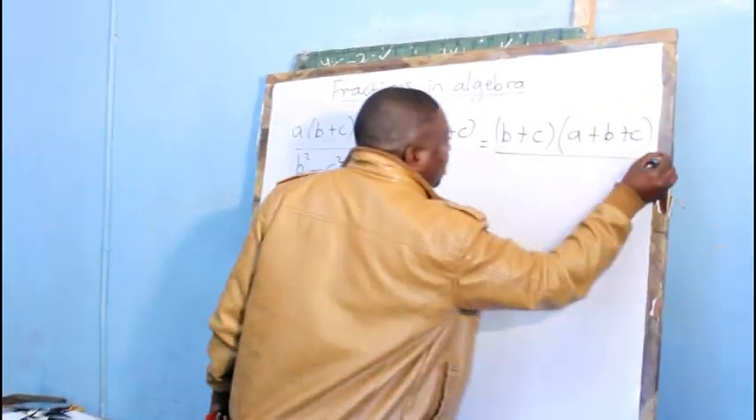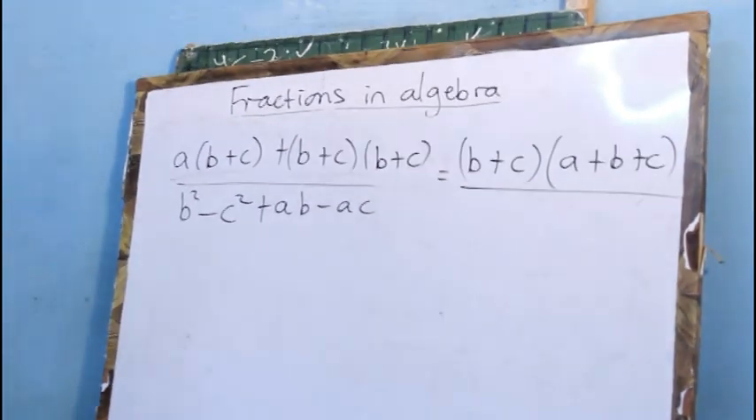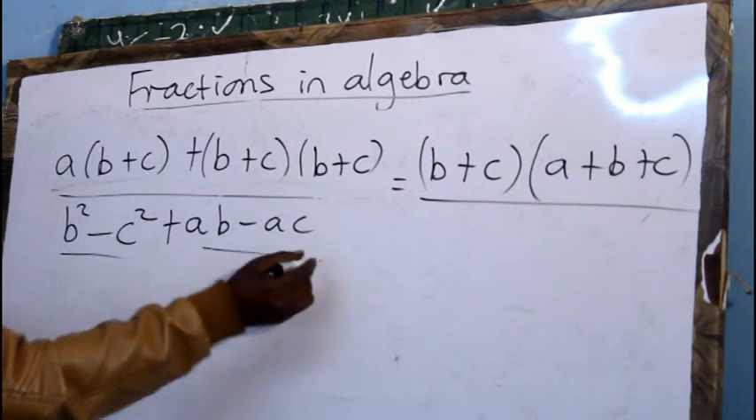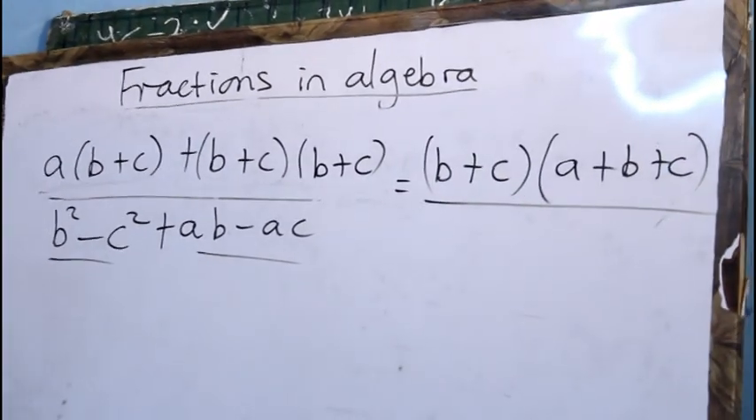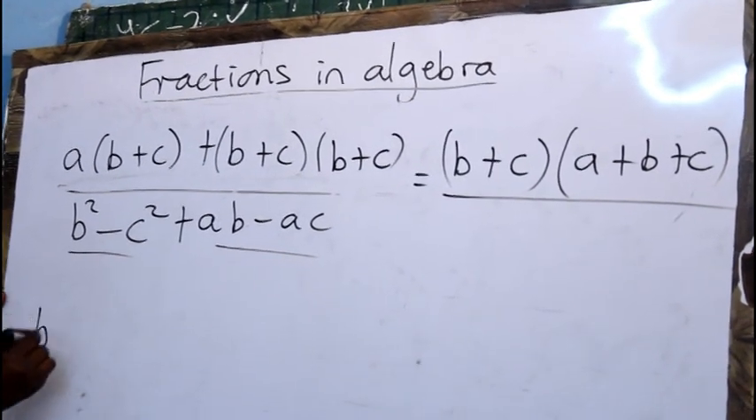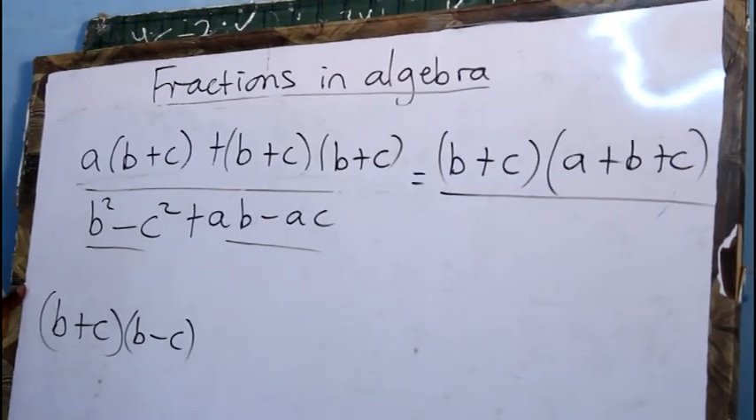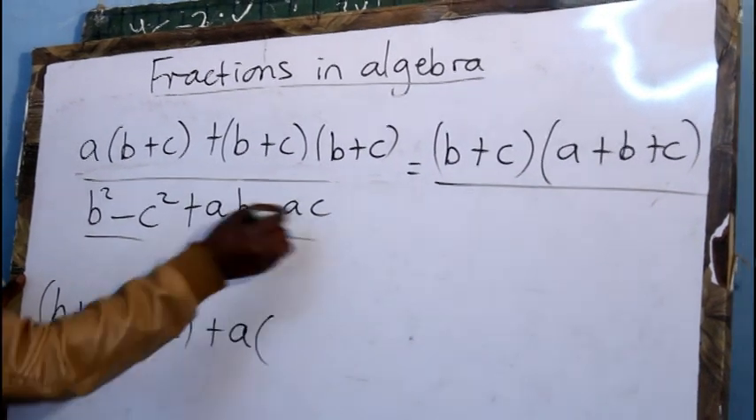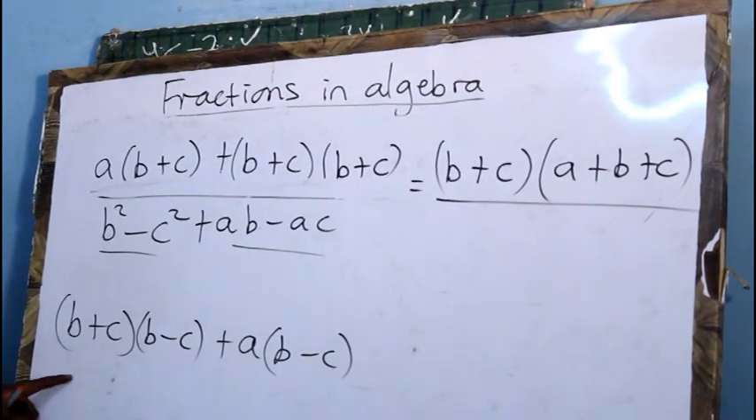Let's factorize this. First we find out how to factorize. That factorize is a difference of two squares. Then I know b plus c factor of what? B minus c. Here we factor out plus a in bracket what? B minus c, thereby developing a common factor.